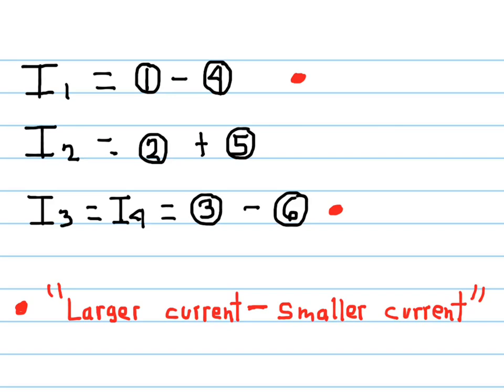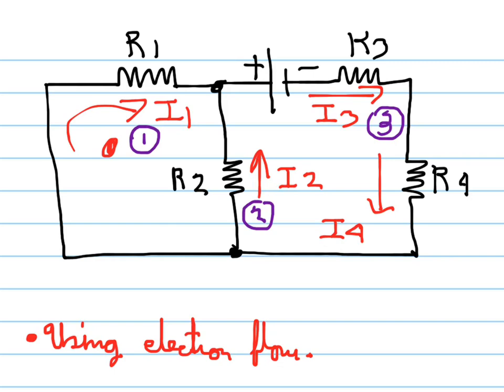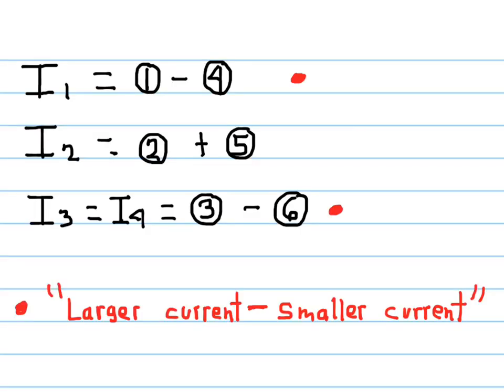Now for current I2, if we go back a couple of slides, you see current I2 through R2 is going in the upwards direction. The other I2 is also going in the upwards direction. So in that case, we're going to add the currents because they're aiding each other, if you like, going in the same direction. So that would give us current I2.